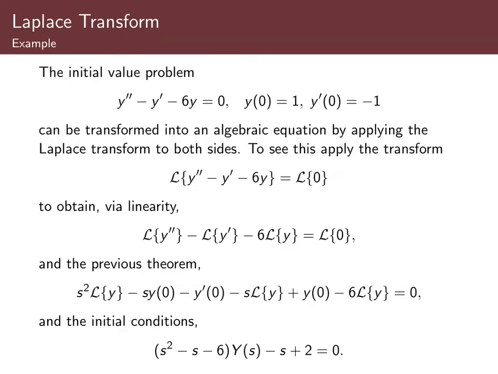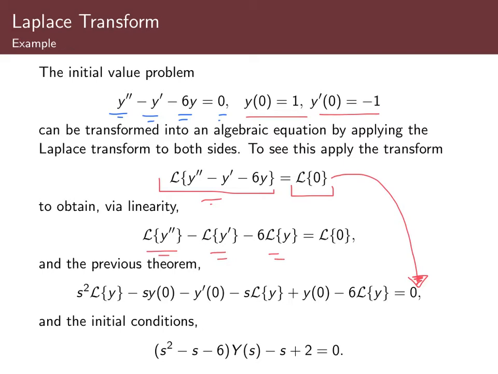Okay, so let's take this initial value problem here where you have y double prime minus y prime minus 6y is equal to 0, and then the two initial conditions, y of 0 is 1 and y prime of 0 is negative 1. If we transform the initial value problem on both sides, we'll have the Laplace transform of the left side equaling the Laplace transform of the right hand side. The Laplace transform of 0 is just 0, so you'll eventually get that result. The Laplace transform is linear, so you can split the Laplace transform of those differences there as the difference of the Laplace transforms.